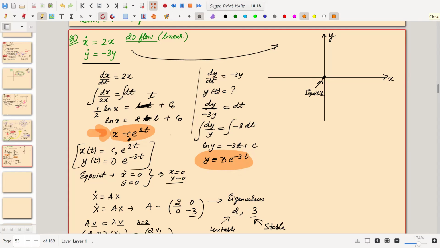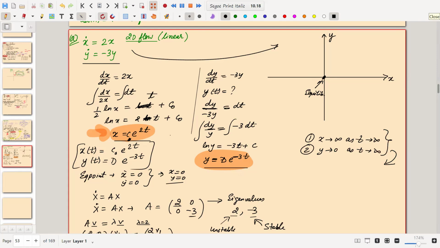Agree? So as t tends to infinity, x goes to infinity. This is one factor we understood from this equation. Now from the second equation, as time goes to infinity, where is y going? y is going to 0 as time goes to infinity. Why? Because it's exponential minus 3t. It will keep on exponentially decreasing to 0.